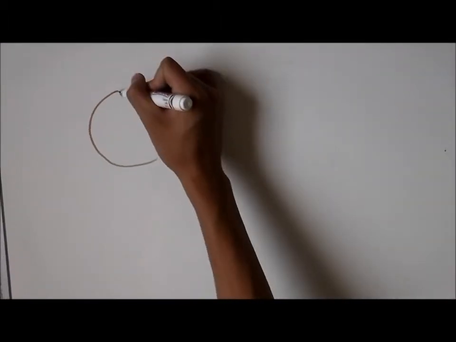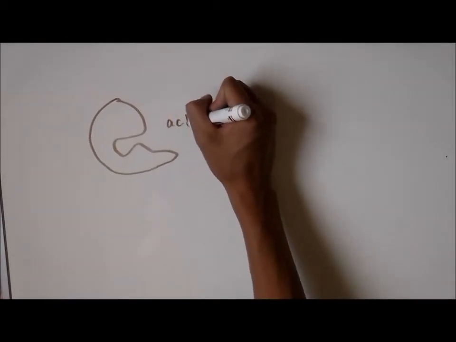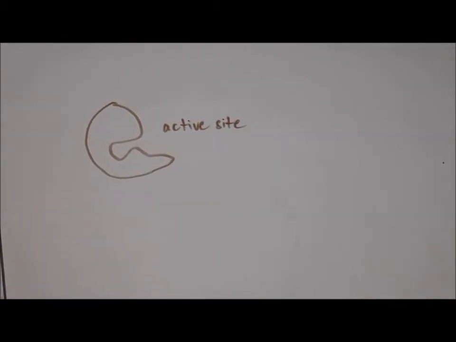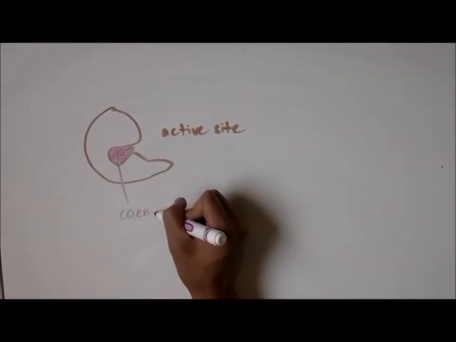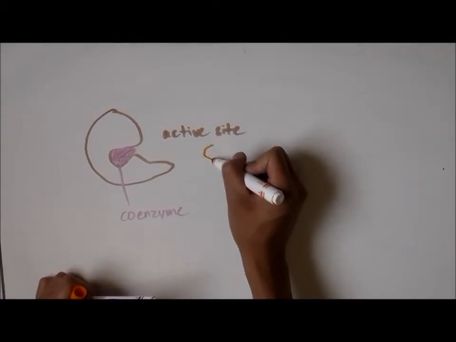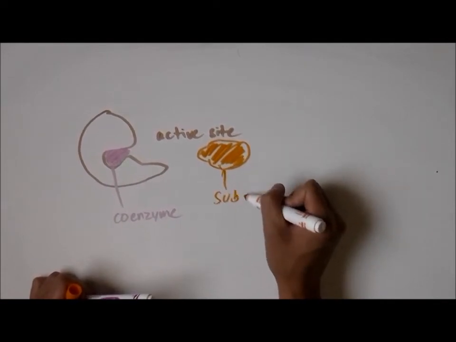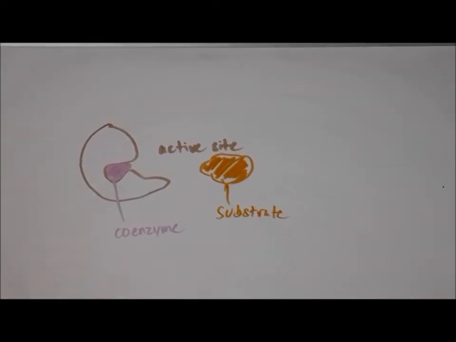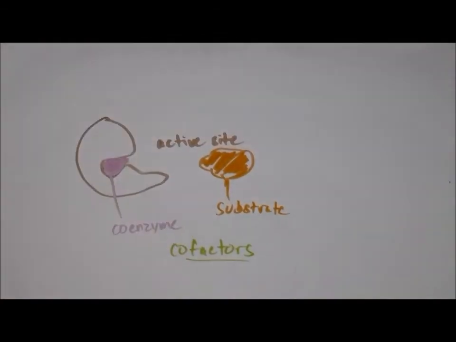Enzymes also have helpers called cofactors and coenzymes. Cofactors are usually metals, and coenzymes usually contain carbon. They are usually not permanently bound to the enzyme and move around to remove different chemical groups from different substrates. They also help carry electrons and aid in reduction and oxidation.